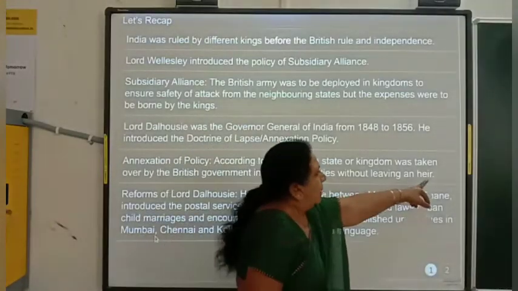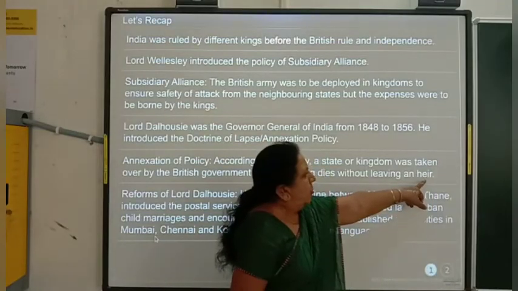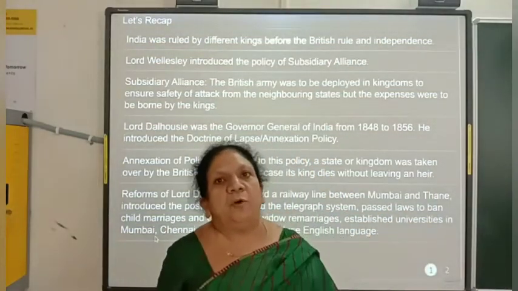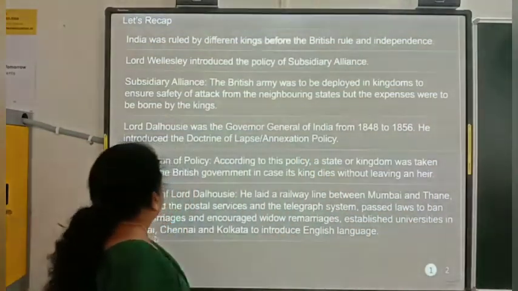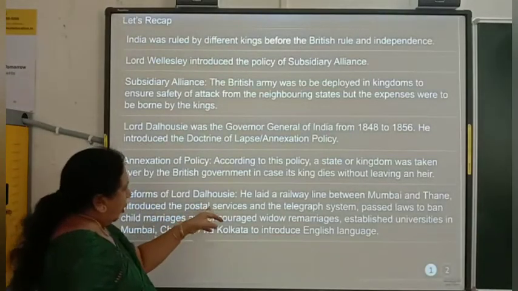Heir means what? A male child. They did not have one, so they had to give away their state to the Britishers.